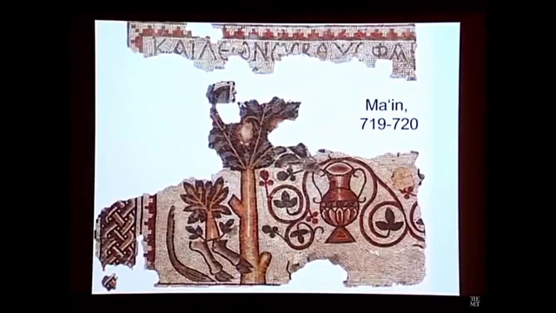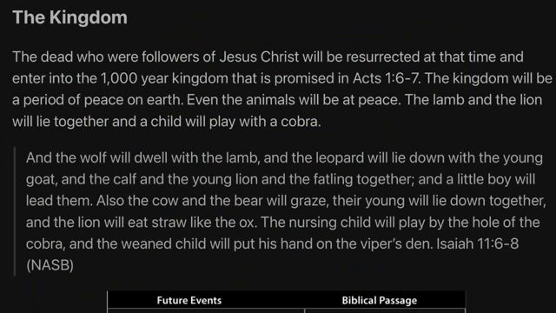And this inscription is a quote from the Bible, "And the lion and the bull will lie down and eat fodder together." Just amazing that he says that, because that is not in the Bible. It now reads, "And the wolf will dwell with the lamb, and the leopard will lie down with the young goat, and the calf and the young lion and the fatling together, and a little boy will lead them. And the cow and the bear will graze, their young will lie down together, and the lion will eat straw with the ox."